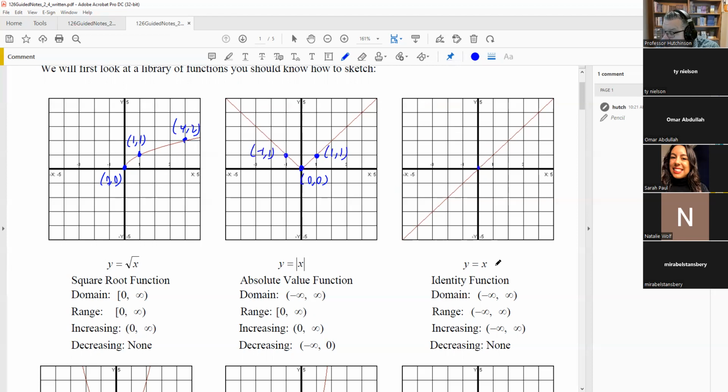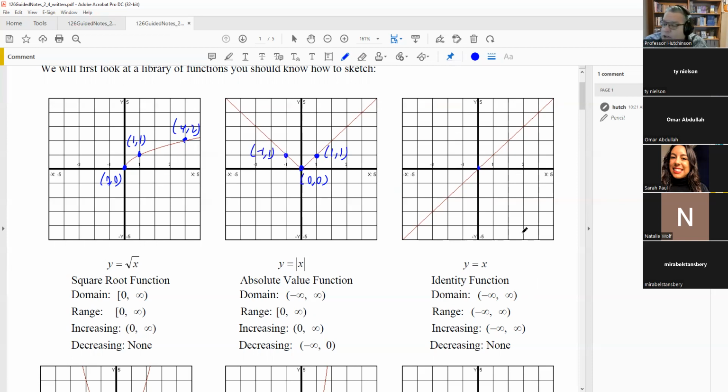This identity function we're actually not going to look at because it's a line. Because it's a line, we're not really going to be doing too much with the identity function. There's not really any key points we have to worry about here because it's just going to be the same thing as a slope.